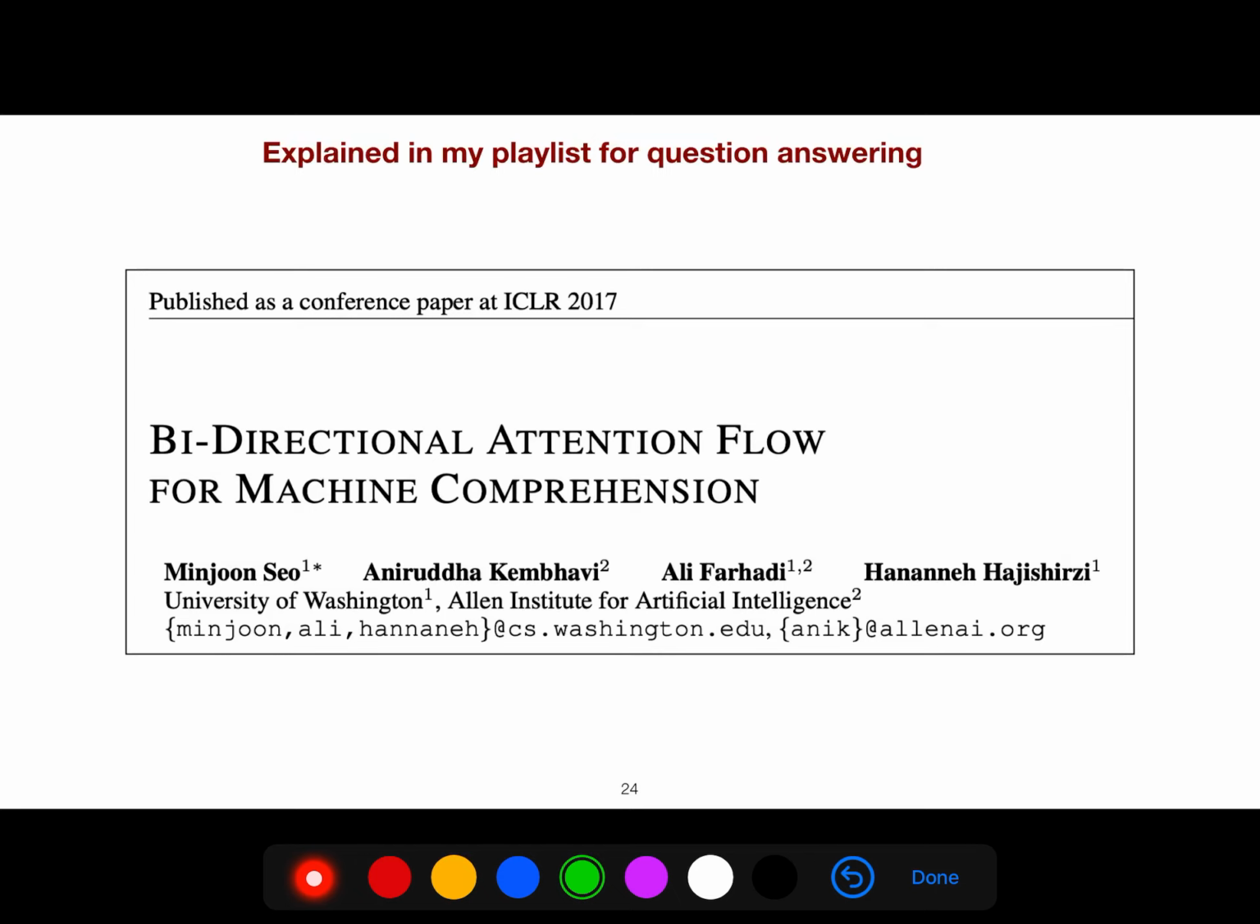I've explained this for question answering, this bidirectional attention flow for machine comprehension.